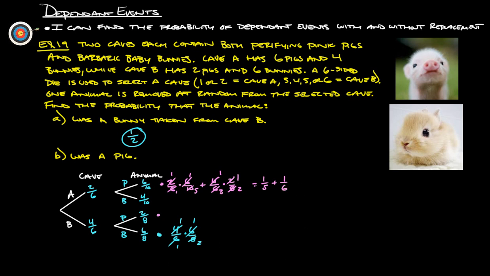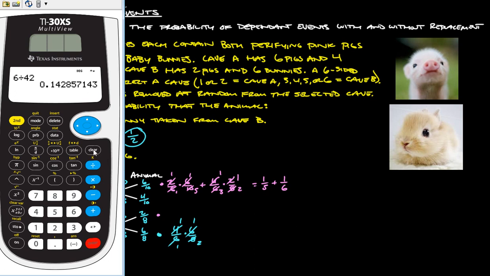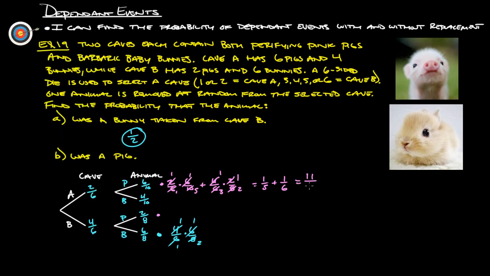You can go through and get a common denominator, or we can just do this: 1/5 plus 1/6. And there we go. That gives us 11/30. There's an 11/30 chance that it was a pig.